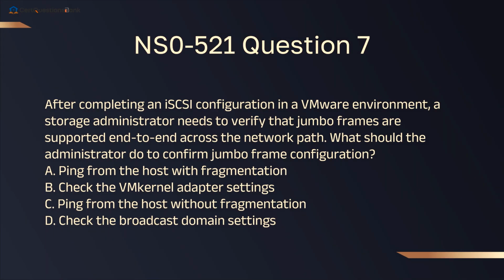After completing an iSCSI configuration in a VMware environment, a storage administrator needs to verify that jumbo frames are supported end-to-end across the network path. What should the administrator do to confirm jumbo frame configuration?